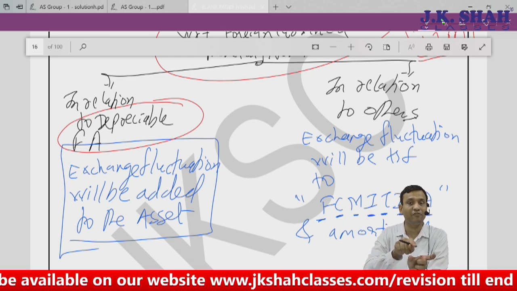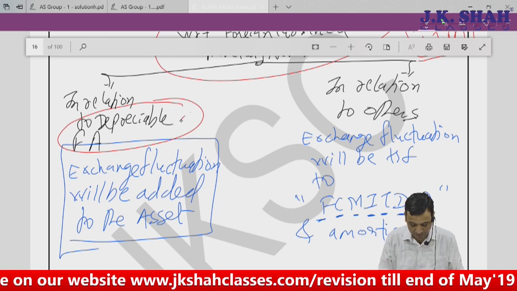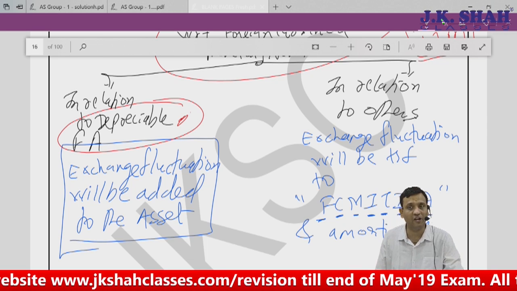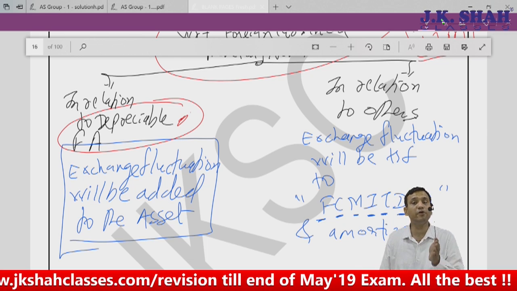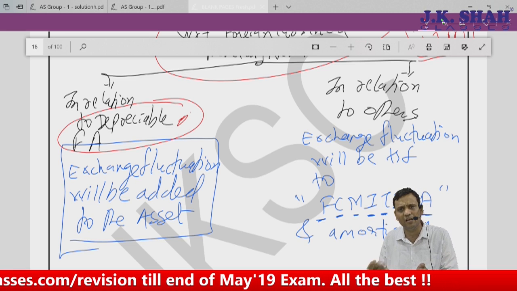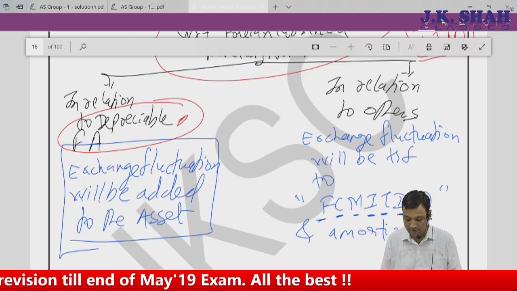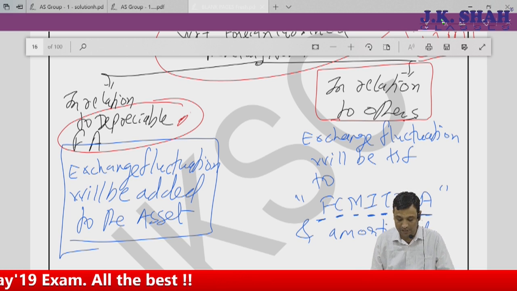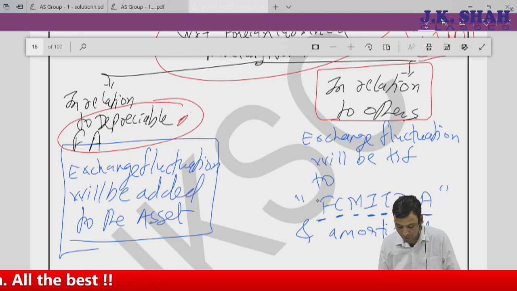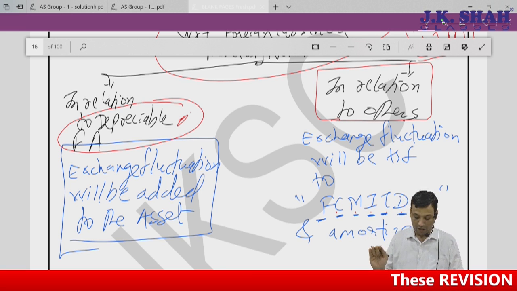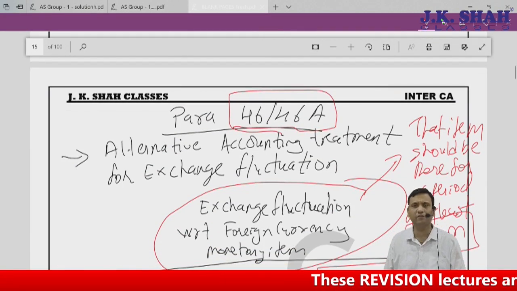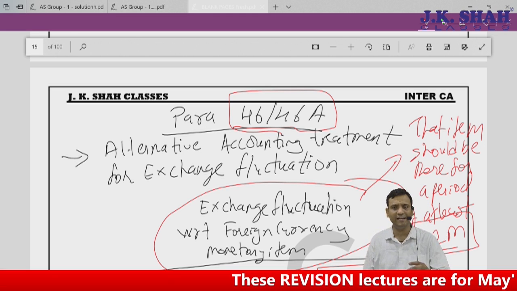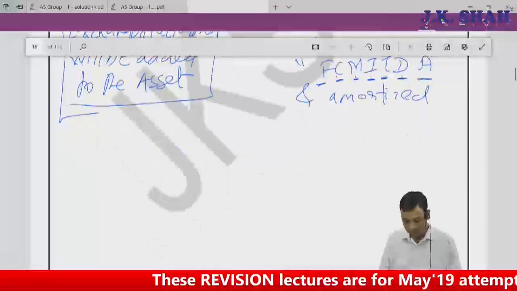But there is an alternative treatment by para 46, which says, if you have taken the loan for a fixed asset, then this 10 rupees should not be debited to profit and loss account, but will be added to the cost of that asset. But if you have taken this loan, not for a fixed asset, but for some other purpose, working capital or whatsoever it may be, then in relation to others, only if you apply para 46, this exchange fluctuation of 10 rupees should be transferred to one account known as FCMITDA, that is Foreign Currency Monetary Item Translation Difference Account, and amortized. Of course, both para 46, 46A is one and the same. They were made applicable from different dates. That's why we have both of them, but one and the same thing. Now, the most important.